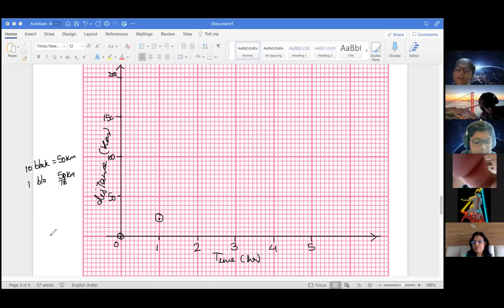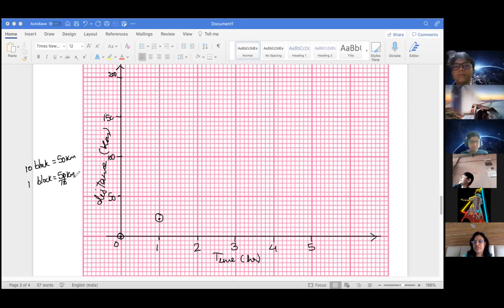Yes, Ibrahim? Ma'am, I did not understand. See, 10 blocks is equal to 50 kilometers. So how many is 1 block? 50 upon 10. For 1 we have to divide. Okay. 50 upon 10, so 5 kilometers. That means 1 block is equal to 5 kilometers. For 5 kilometers you have 1 block. So 5 into how many is 20? 4. So 1 into 4 blocks is equal to 20.